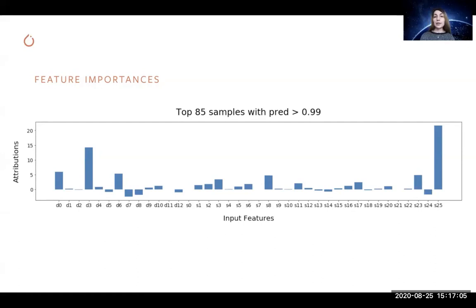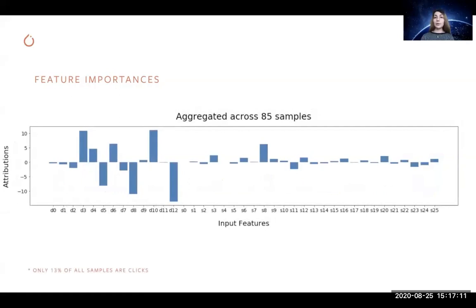So now the question is, what will happen if we take random 85 samples? In the next experiment, we took random 85 samples and only 13% of those 85 samples were predicted as clicked. And we see how the distribution of importance scores changes, how the dense features become more prominent and how the contribution of sparse features becomes smaller and smaller. This confirms how important the dense features are for predicting non-clicks, because this particular sample set has majority non-clicks.